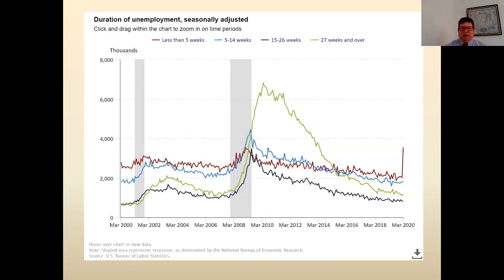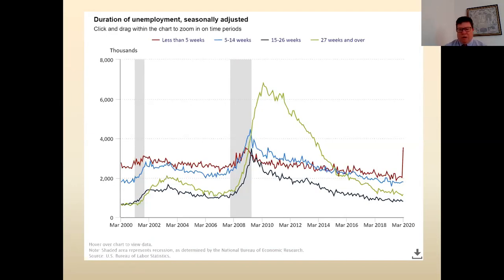But what you see here is a very interesting pattern: when we get into these bad economic times, if you see the light green line there, 27 weeks and over is when we start to see people that are chronically unemployed. In other words, they've been out of a job for more than 6 months, and that certainly is what starts to take the economic toll, because they don't have enough economic reserves built up to be able to handle that.